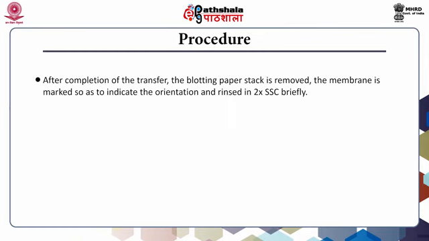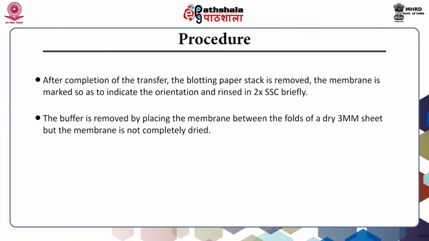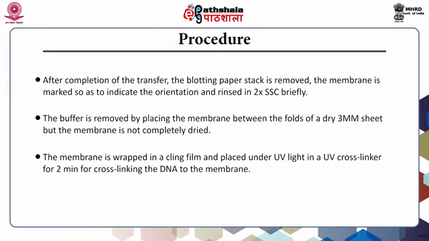After completion of the transfer, the blotting paper stack is removed. The membrane is marked to indicate the orientation of the gel, and it is rinsed in 2x SSC, which is saline sodium citrate, for a brief time. The buffer is removed by placing the membrane between the folds of dry 3 mm sheet, but the membrane is not completely dried. The membrane is then wrapped in cling film and placed under UV light in a UV cross linker for about 2 minutes for cross linking of the DNA to the membrane. Now, we can keep this blot at 4 degrees Celsius until hybridization is done.